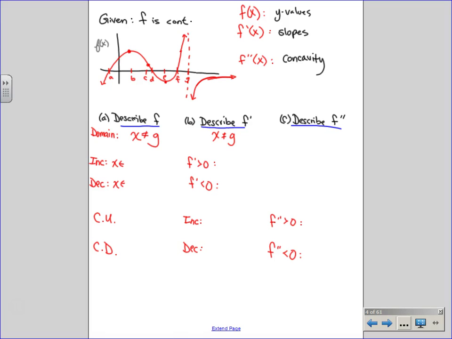How about f double prime's domain? This one's a little bit harder to think about, but the answer is really just as easy as the other two. It's the same. But why? What do we think about when thinking about where the derivative does or does not exist? The first derivative, yeah, if we have functions, how can we think about it with graphs? What does the second derivative describe again? So where would there be non-existent concavity?